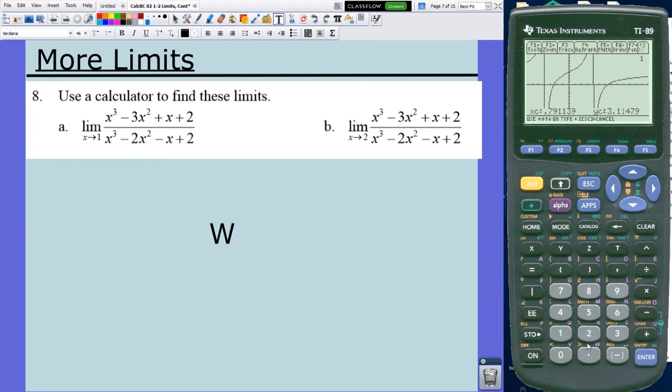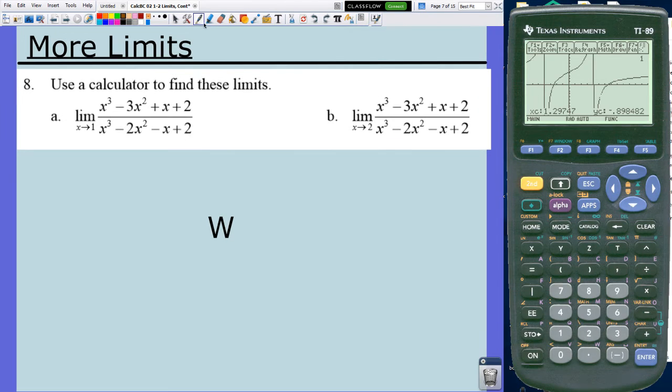So trace, if you try to trace to 1, yeah. And notice here, it's going down forever and then up forever. So what I'm going to say, if I come back to our board here, is we're going to say the limit does not exist in this case because it's approaching two different sides.